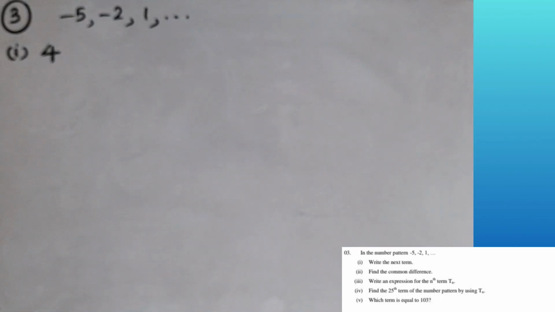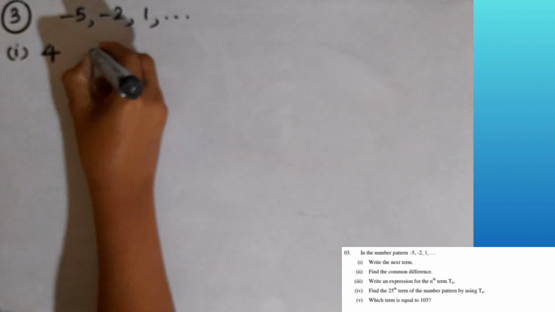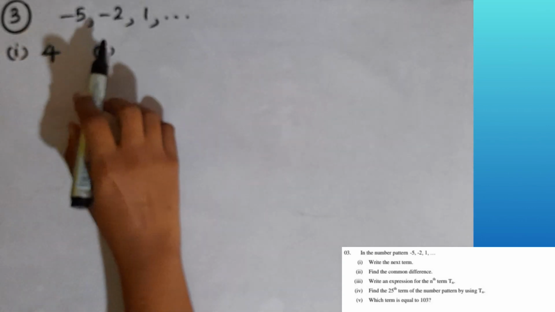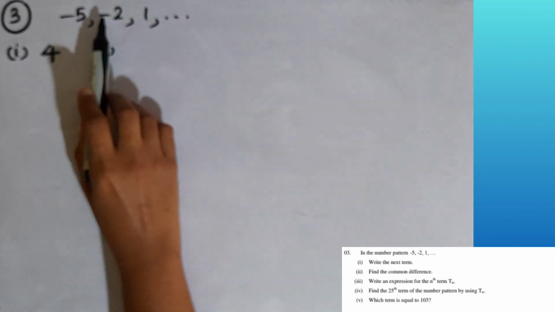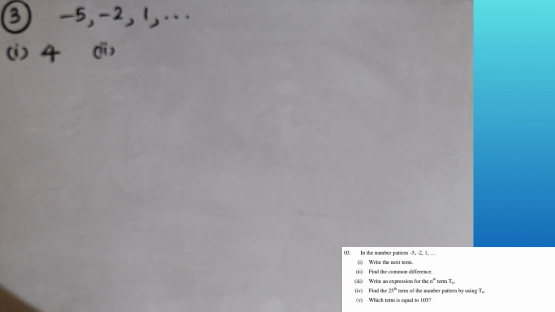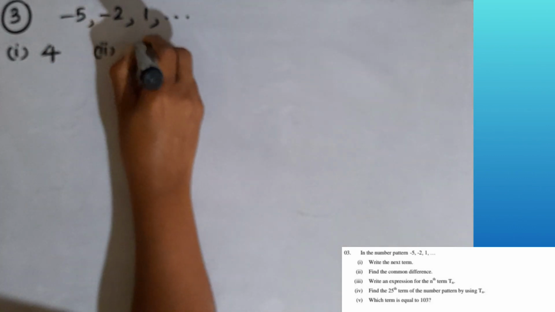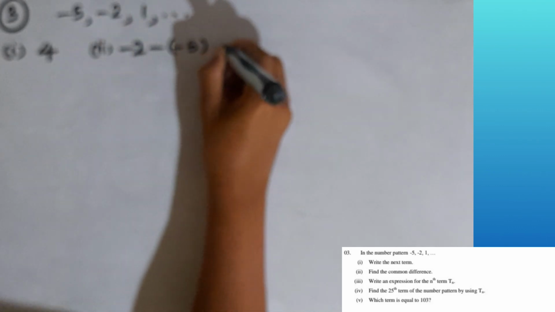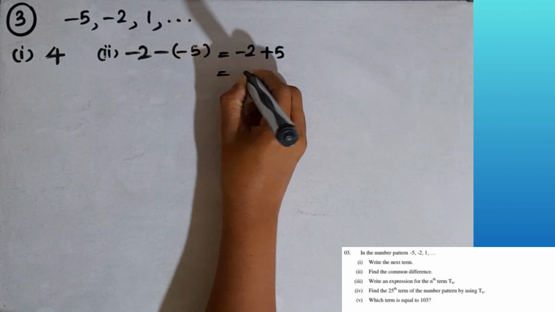Then second question, find the common difference. Already we had found it, plus 3. We can find the common difference by subtracting the earlier term from any term, without taking the first term. So we will take minus 2 minus minus 5. Then what is the value? Minus 2 plus 5. That is equal to 3.